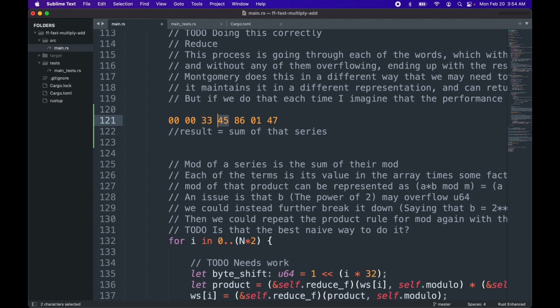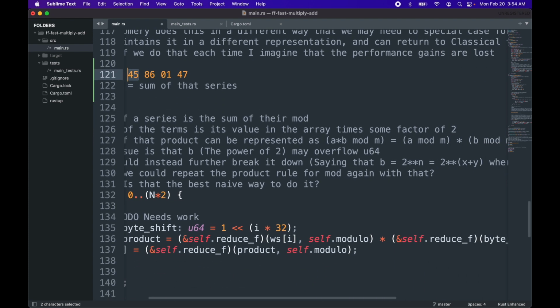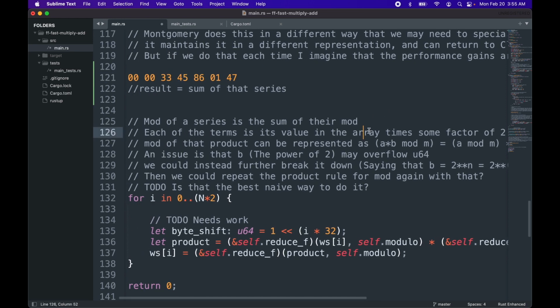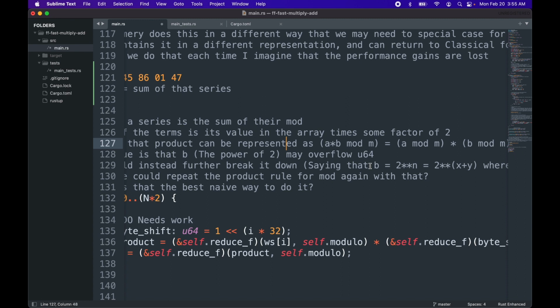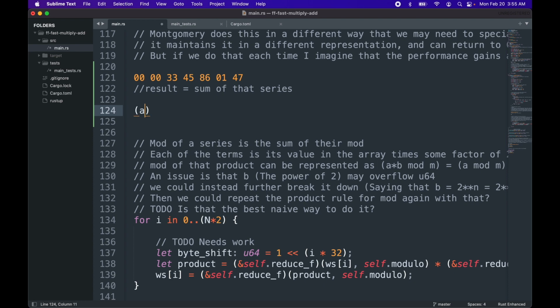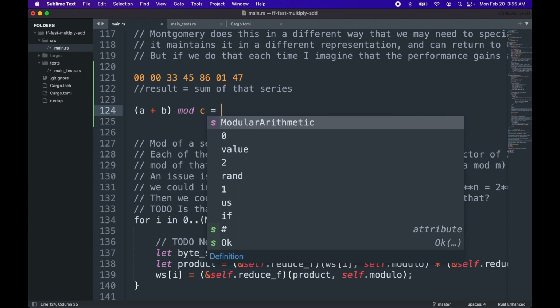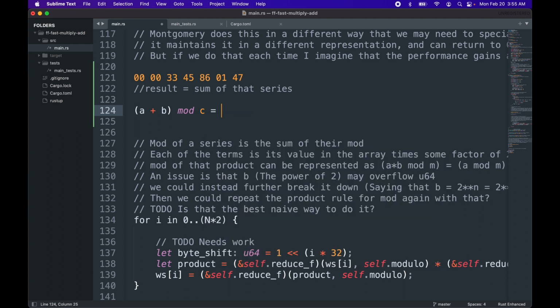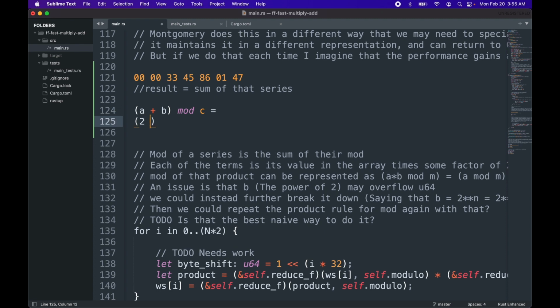And if we take mod of a series, okay, so something like a plus b mod c, we know is actually, God, I feel like I need to check this. If we have something like 2 plus 2 mod 4, wait, why am I messing this up?